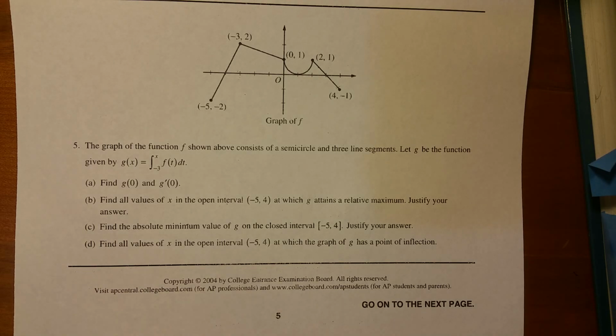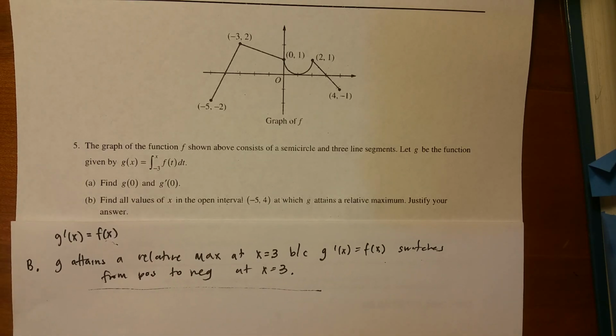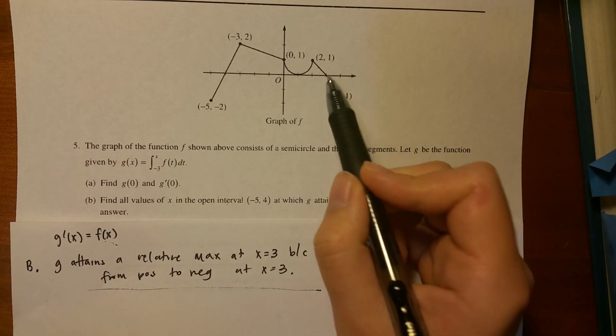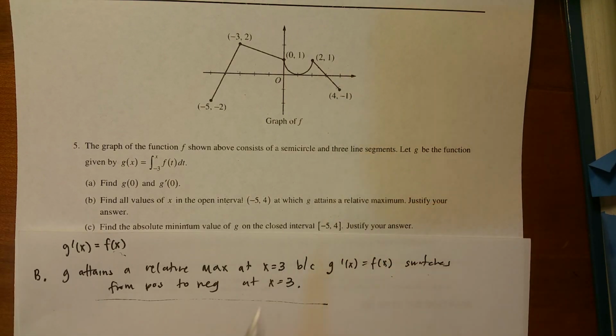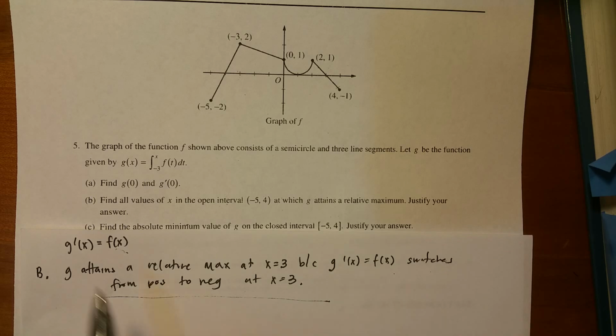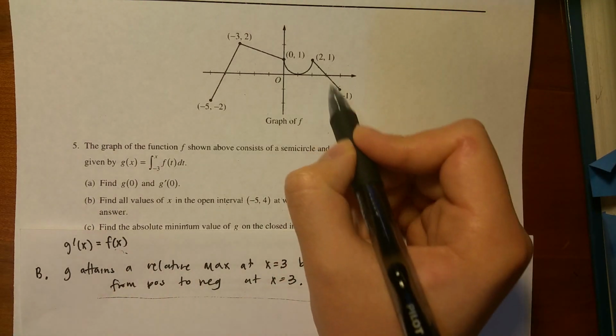Part B. Find all values of x in the open interval -5, 4, at which g attains a relative maximum. Justify your answer. To identify relative maximums of the function g, we must observe where the derivative of g switches from positive to negative. From part A, we have concluded that g prime of x equals f of x. Therefore, we can determine the relative maximum of g by observing the given graph of f. The relative maximum of g must be at x equals 3, because x equals 3 is the only place where g prime, or f, changes from positive to negative.